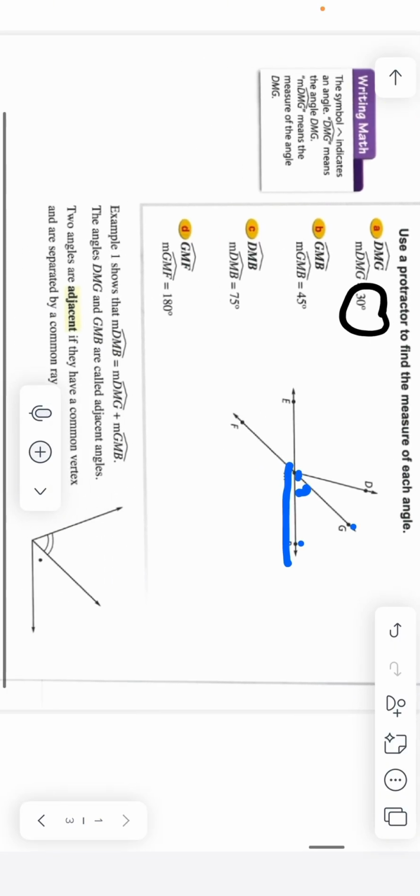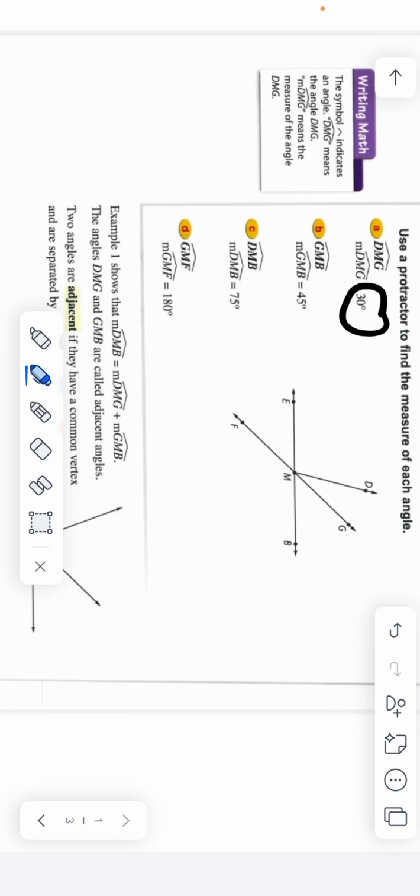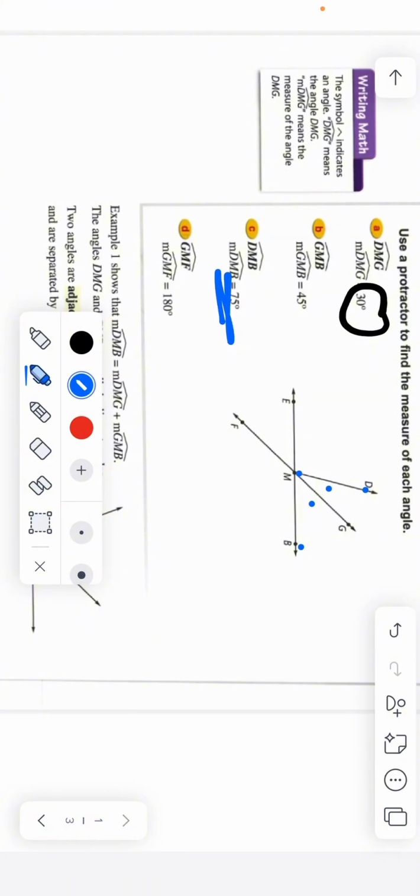Okay, so DMB, same thing, DMB, let me show you. GMB was 45, and DMG was 30. Together, when you add them, you get 75 degrees, even if you don't use the protractor. And it says at section D, GMF. Let's find GMF.